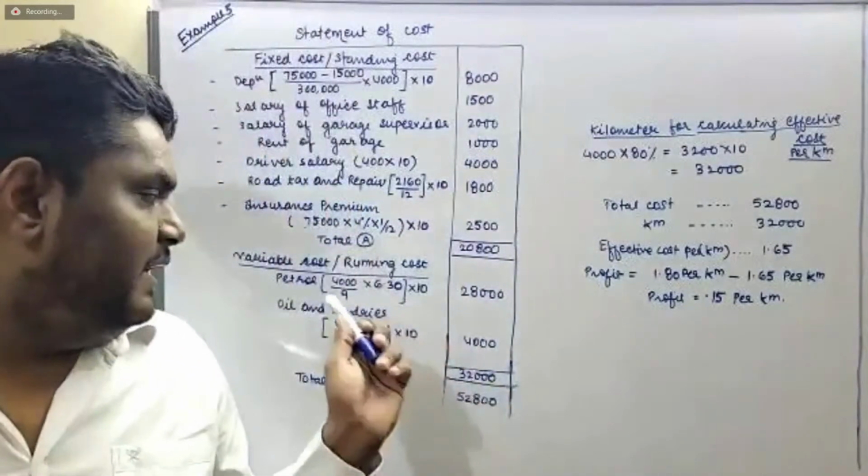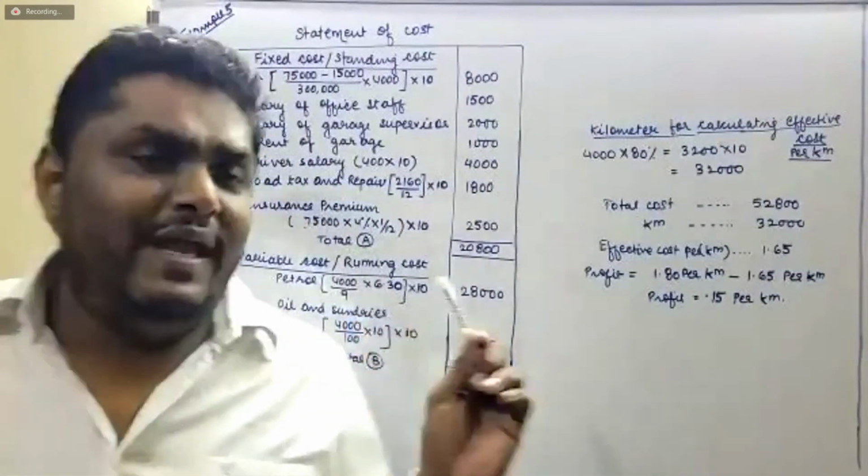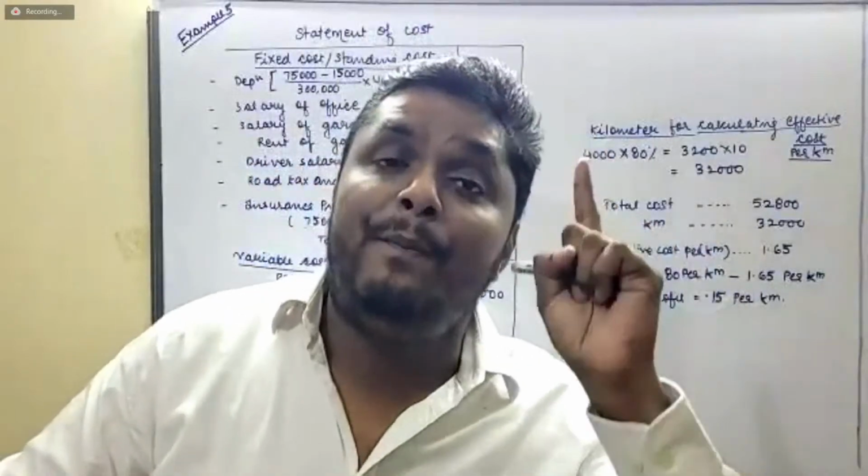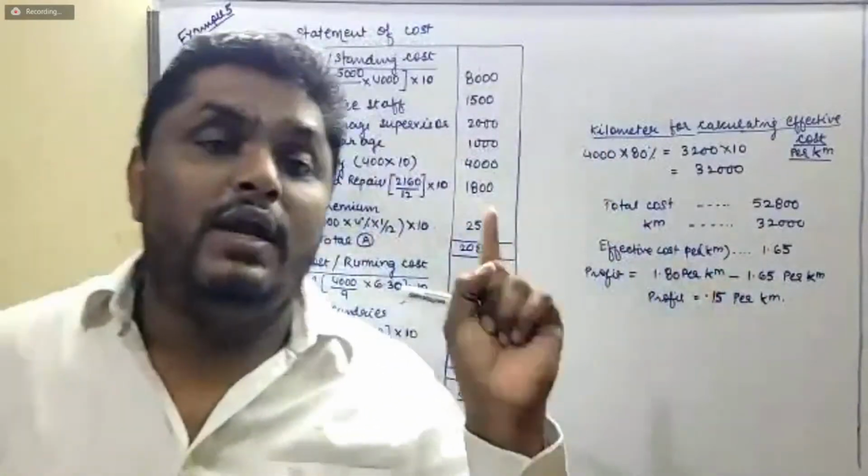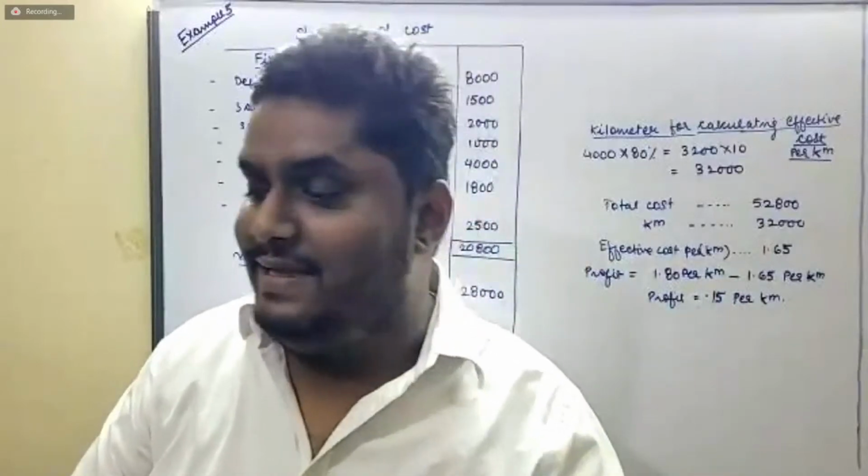Jyoti Jha, please check. This petrol cost that we have calculated, 2,800, is per taxi. So into 10, 28,000 is for all the 10 taxis.